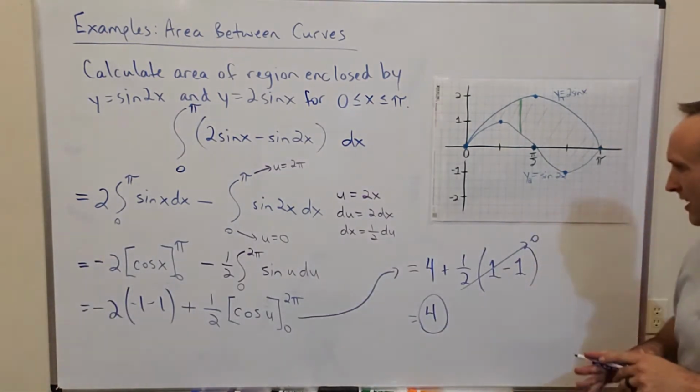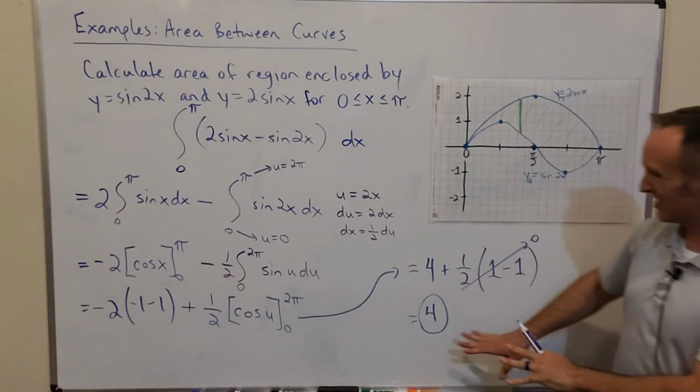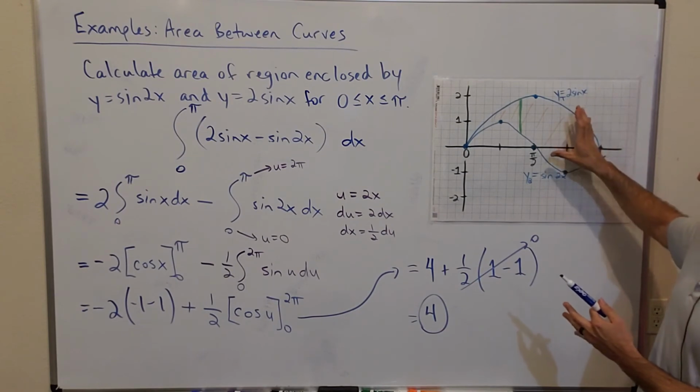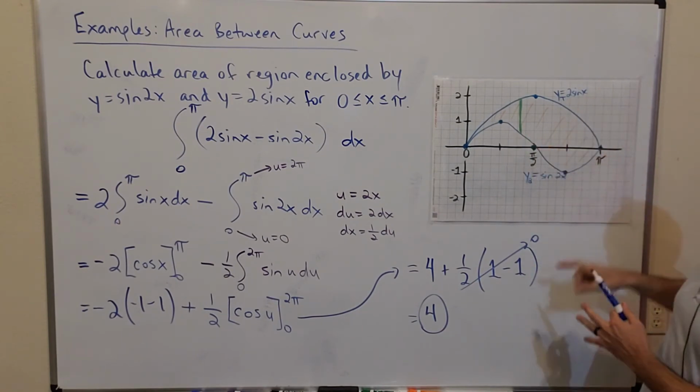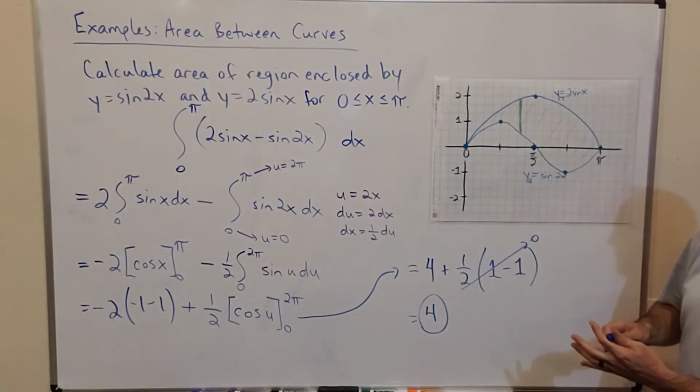All right, so what a fantastic example. Lots of interesting stuff going on here. Just to get to the answer, the area of this region enclosed by these two crazy trig functions with this odd shape is 4. We're not rounding or anything. It's exactly 4. How fascinating is that?